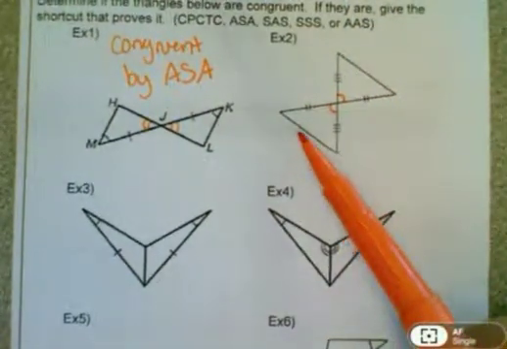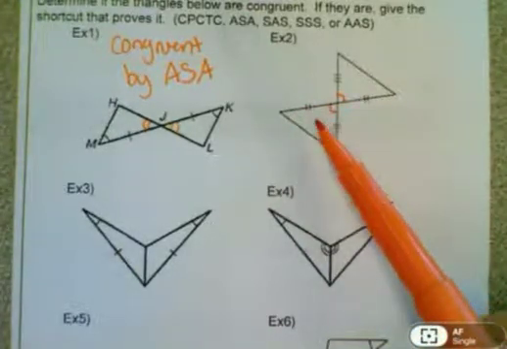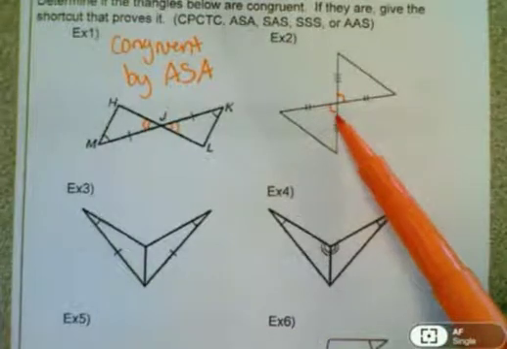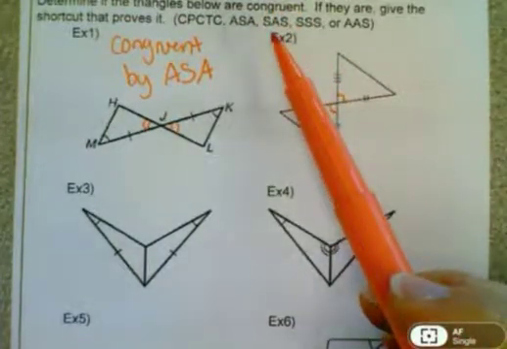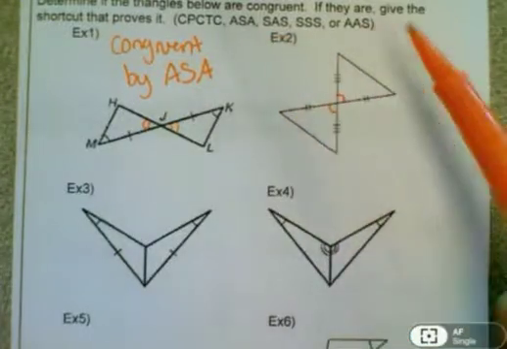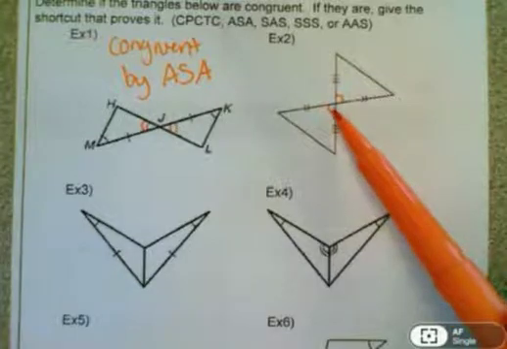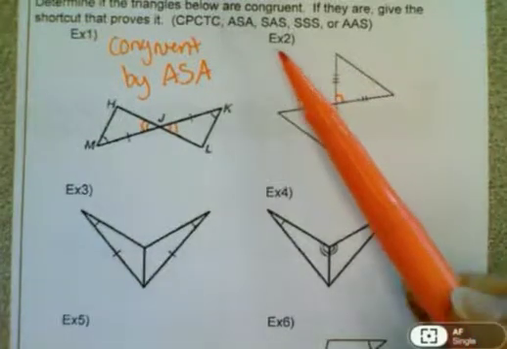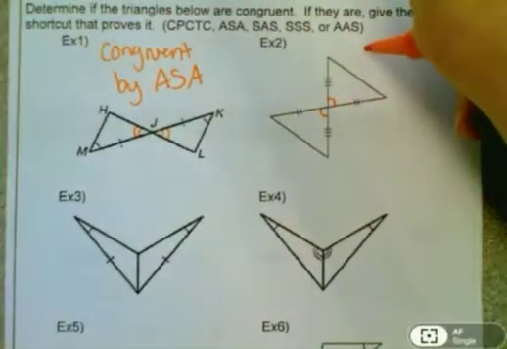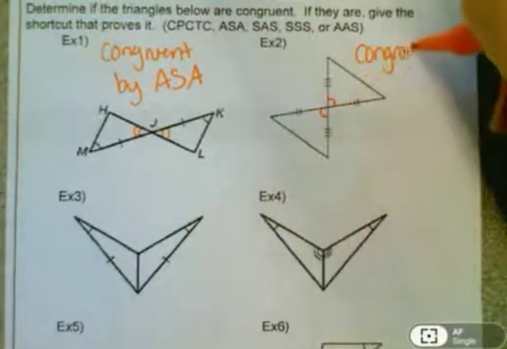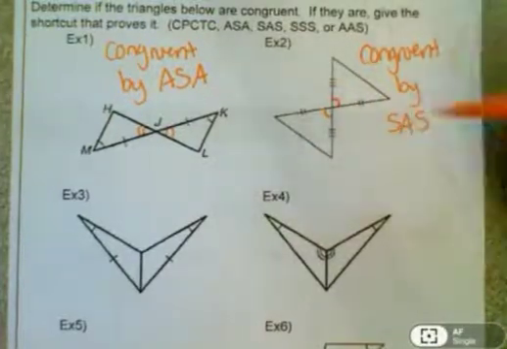In example 2, I have two sides and one angle, so I'm going to look for a shortcut that has two S's and one A, and that would be this one. If this shortcut applies, then I know my triangles are congruent. So I have side, side, and the angle in between them. And that's exactly what side angle side says: two sides and the angle between them. So these are congruent by side angle side.